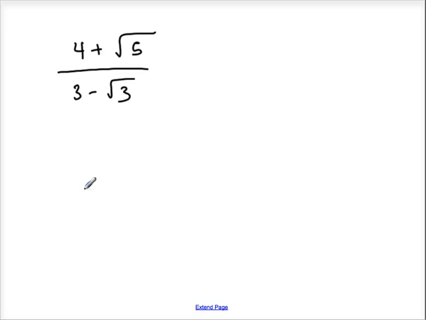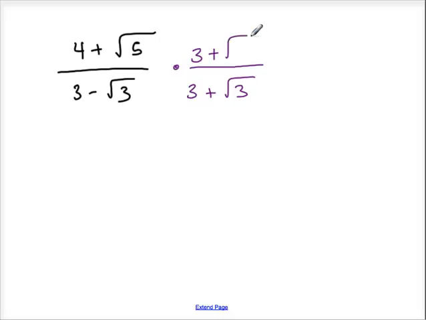Alright, so now we've got a binomial over a binomial, okay? 4 plus radical 5 over 3 minus radical 3. So can you remind me, how do I simplify this piece? You would multiply by 3 minus radical 3 over 3 minus radical 3. Close. You would multiply by the opposite of the sign, so it would be 3 plus radical 3. And what's multiplying by 3 plus radical 3? What's that word? Good. Multiply by the conjugate, okay?